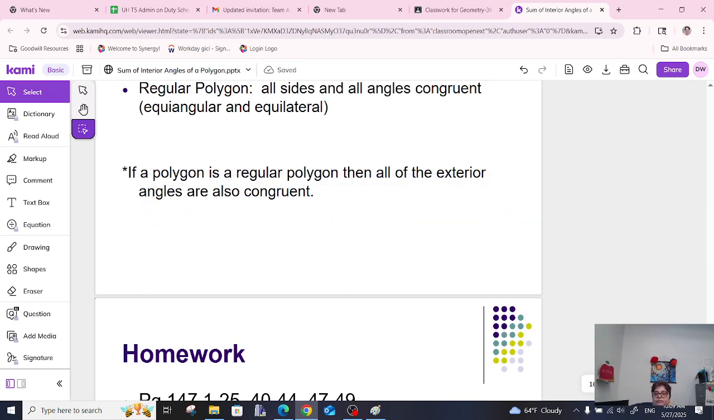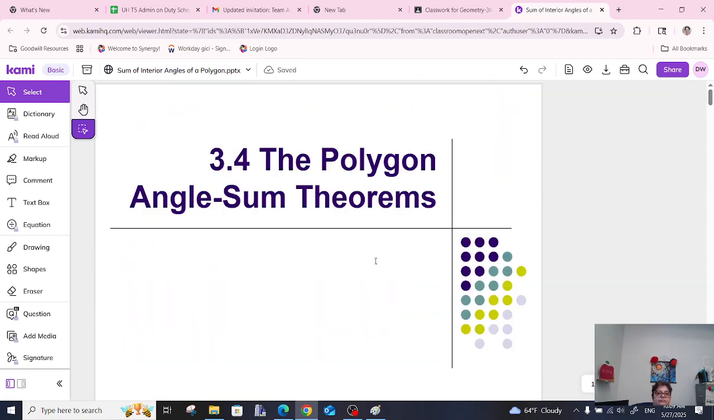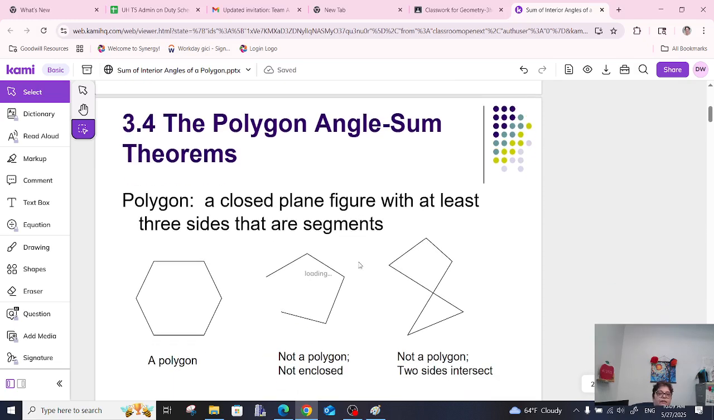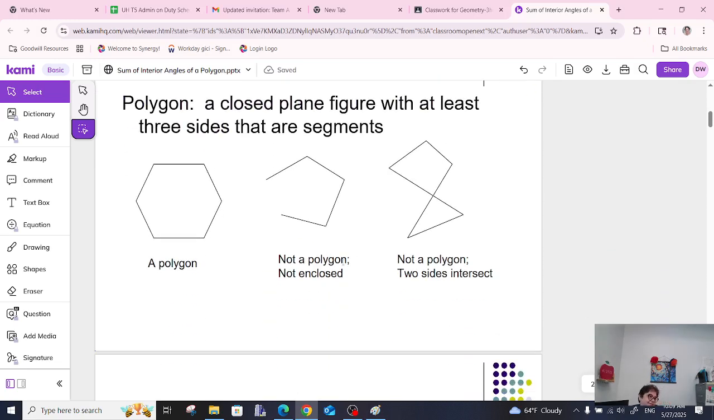Okay, so first of all, a polygon. A polygon is a closed plane figure with at least three sides that are segments. It has to be enclosed and they can't cross over. See here how the sides crossed over on the inside? This is not a polygon. This is not a polygon. But this is a polygon.